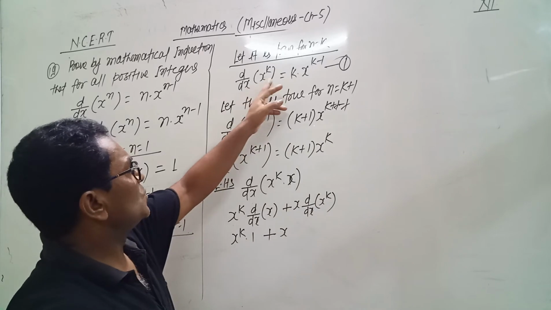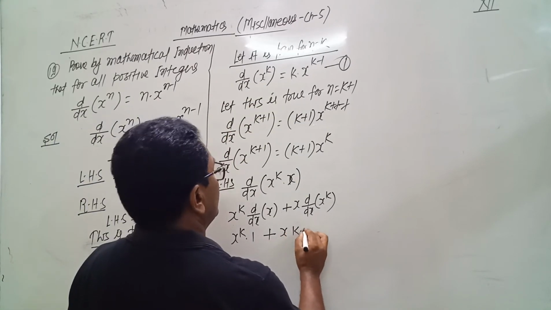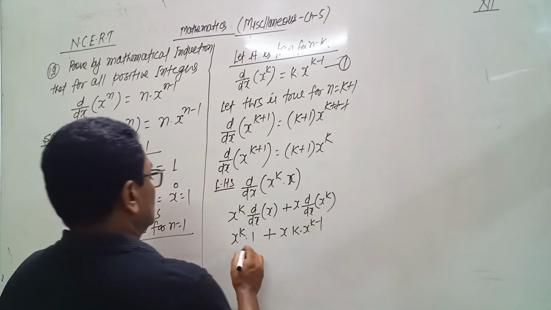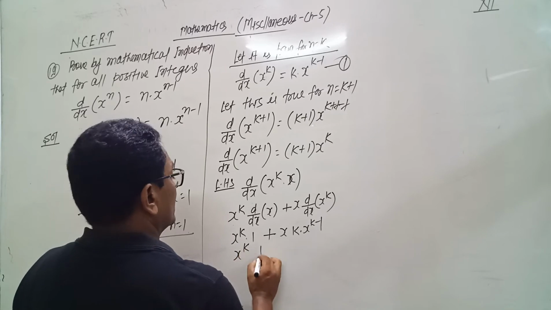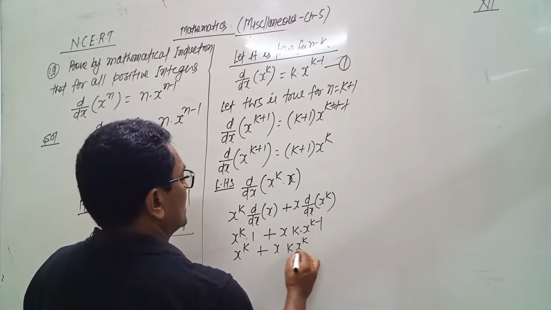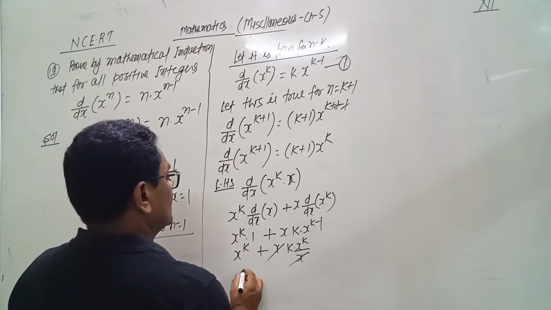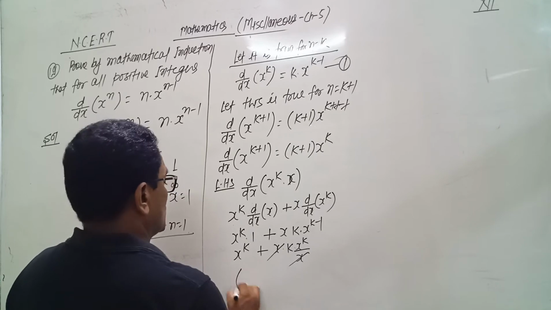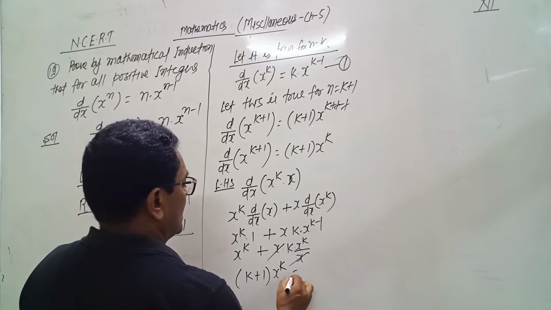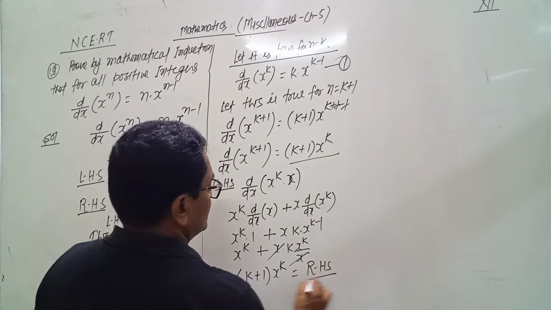from the first equation we will put d by dx of x to the power k is k into x raised to the power k minus 1. This is written as x to the power k plus x into k into x raised to the power k upon x. x and x cancelled, and for both the terms x raised to the power k is common. So we get k plus 1 into x raised to the power k, which is equal to RHS.